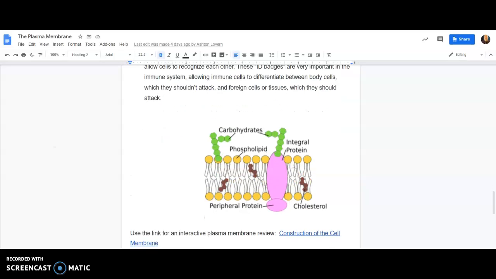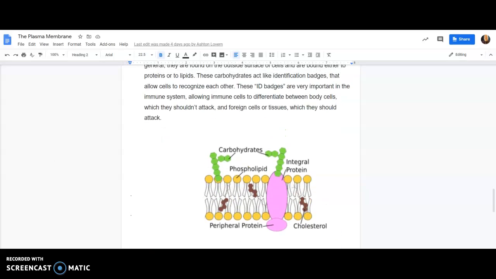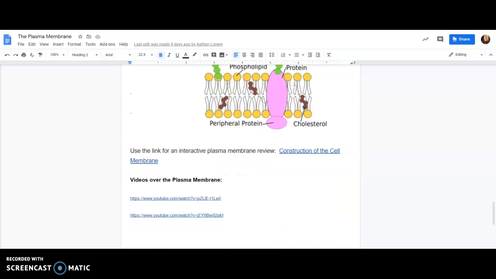Think about these gatekeepers or these ID badges as your ID badges that you wear around school. We want you to wear ID badges so that we are aware of who belongs in the school, and if you don't have an ID badge, maybe you don't belong in the school. So a little bit of a synonymous relationship there.